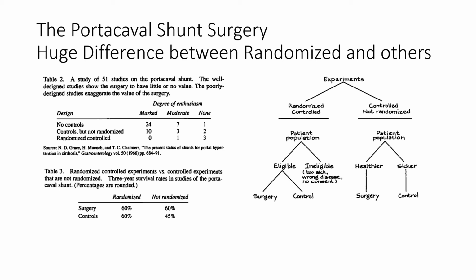Again, in these studies, 10 of them were enthusiastic in favor of the portacaval shunt, 3 of them were moderately in favor, and only 2 were not in favor. But when you look at the 4 randomized controlled studies, then 3 of them are against, not in favor, and 1 of them was moderately in favor of the surgery. So why did the randomized controlled studies come to almost the opposite conclusion of the non-randomized studies?